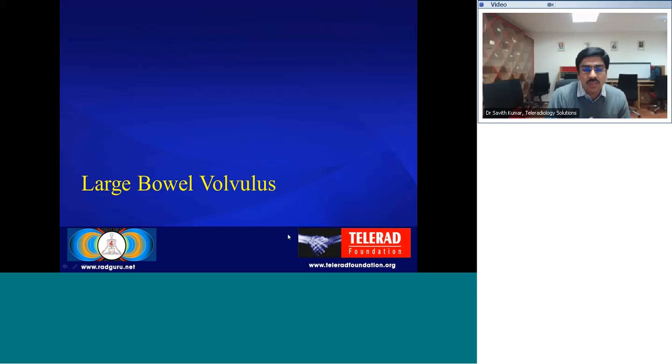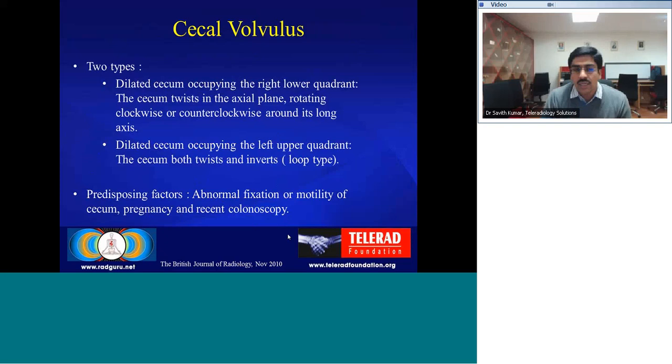A large bowel volvulus, unlike the volvulus in other parts of the gastrointestinal tract, the imaging features from conventional radiography are classic and most of the time diagnostic. The CT plays an important role in picking up the complications in these patients. So the common sites of volvulus in the large bowel are the sigmoid colon, followed by cecal volvulus, and rarer types of volvulus such as the transverse colon. The most common being the sigmoid volvulus. The cecal volvulus. There are two types of cecal volvulus.